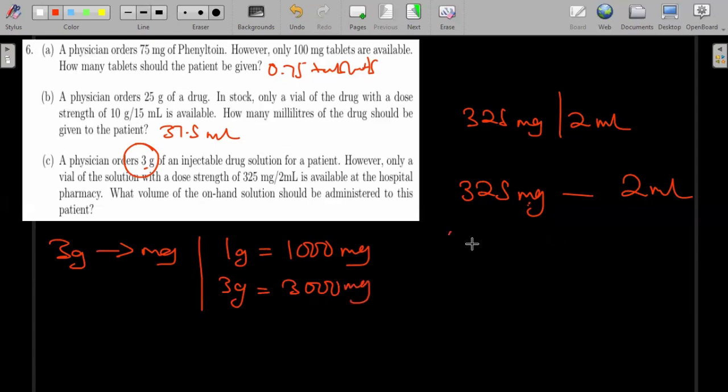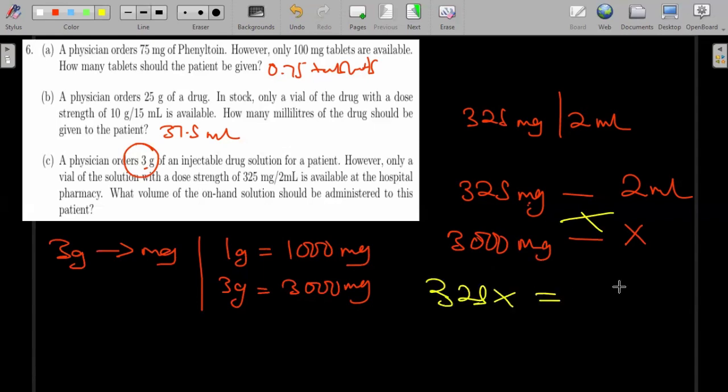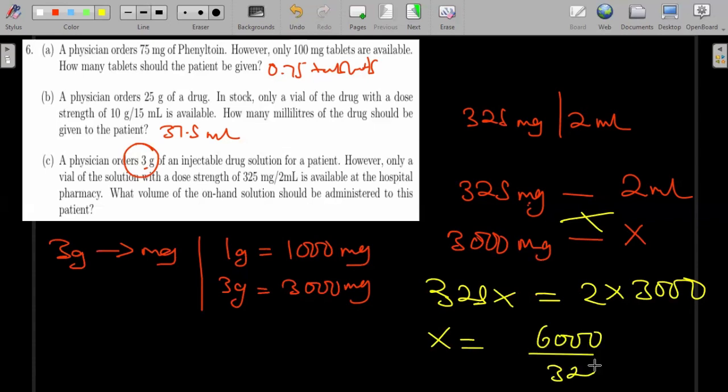So we're going to write, what about if I have 300 milligrams? What volume do I need? Okay, so we cross multiply, it will be 325x equals 2 multiplied by 3,000. So x will just be equal to 2 multiplied by 3,000. That will give me 6,000 divided by 325.